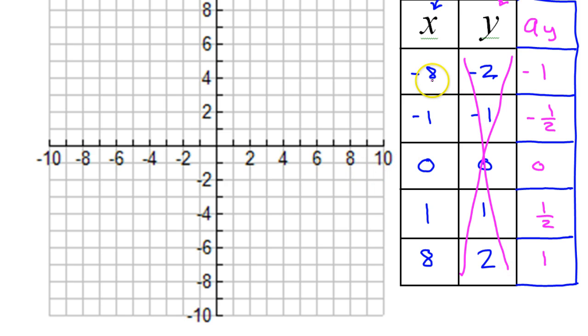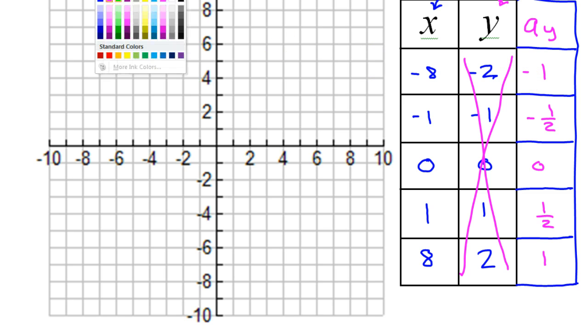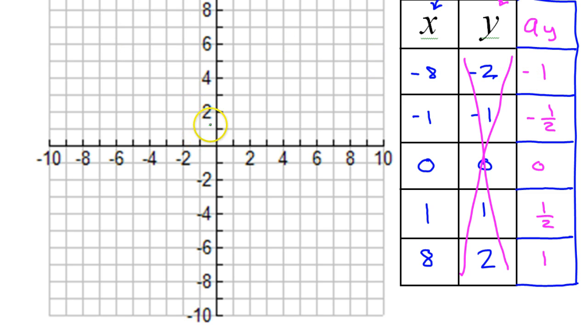Okay, so let's graph these points. So -8, -1, and right now we will just do the skeleton. So -8, -1 would be right here. -1 and -1/2.